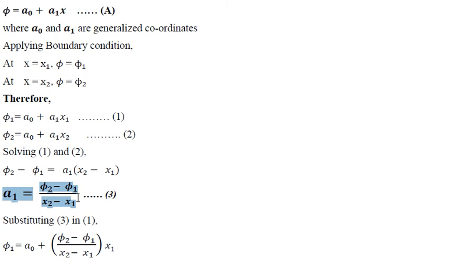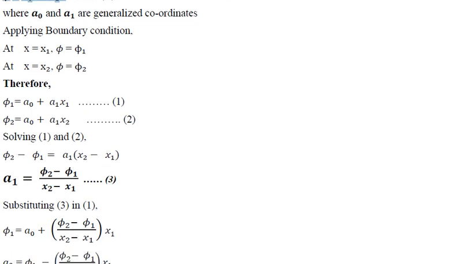If you remember the same expression in the bar, in which we derived the shape function for the bar element in global coordinates, it is u2 minus u1 by x2 minus x1. Here it is phi 2 minus phi 1 by x2 minus x1. Now we have to find the a1 value and the a0 value and substitute back in the first equation. We have found a1 now. Now we have to find a0.